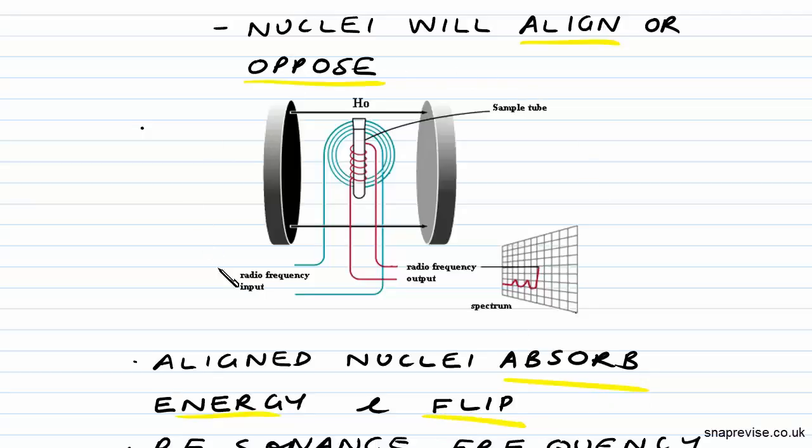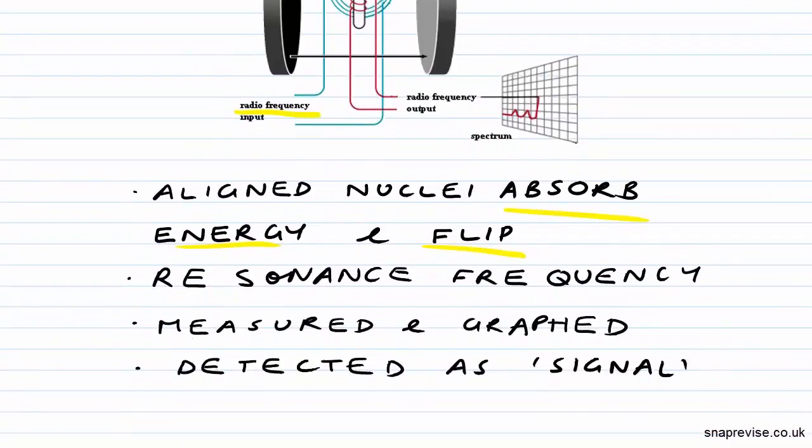And you can see a diagram of the apparatus we use here, and it shows that we actually use radio waves to input this external energy and create this external magnetic field. Well, the energy required to flip our nuclei is called the resonance frequency, and we can measure this resonance frequency and graph it, and it's detected as a signal.